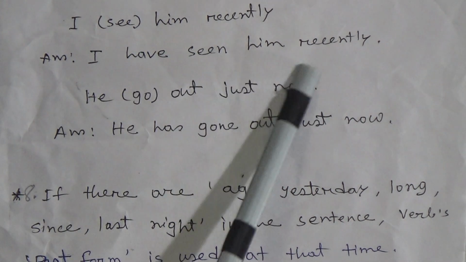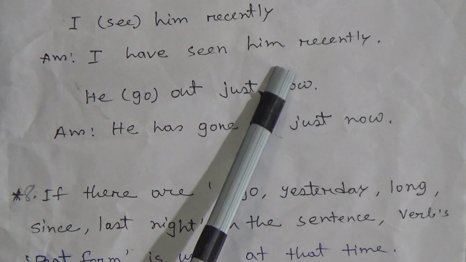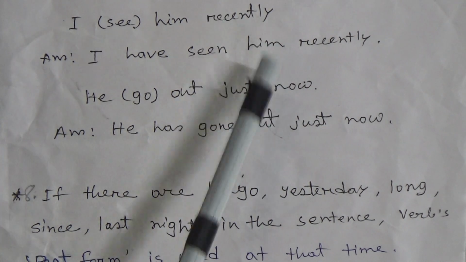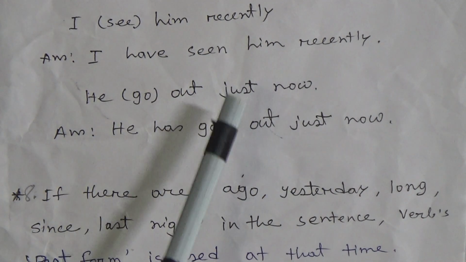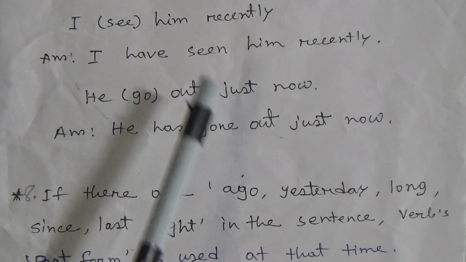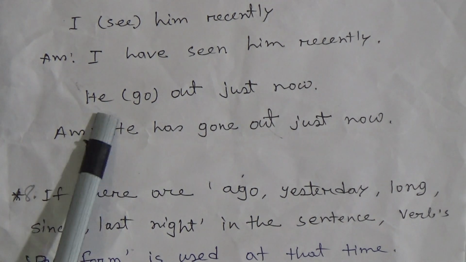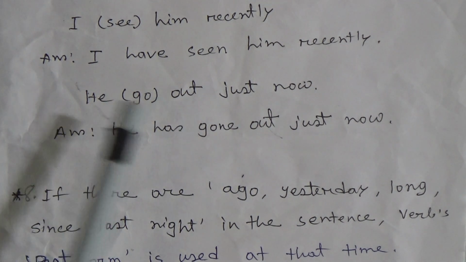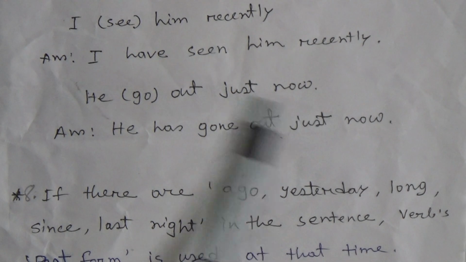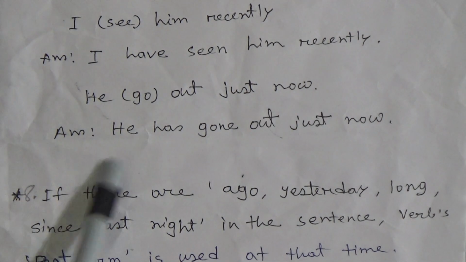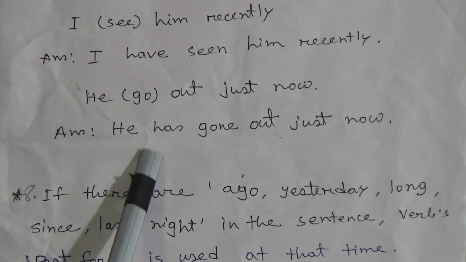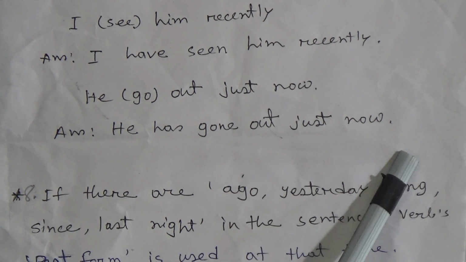So what we have learned from this rule? If any sentence has like just now, already, yet, ever, lately, recently, at that time the sentence will be in present perfect tense form. Okay. Look dear students, he in bracket go out just now. Look dear, here we have found just now. So dear students, here you have to write he has gone out just now.